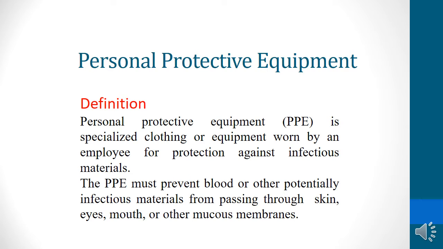The personal protective equipment definition is special clothing or equipment worn by an employee for protection against infectious material. PPE must prevent blood and infectious material from passing through the skin, eyes, mouth and other mucous membranes.